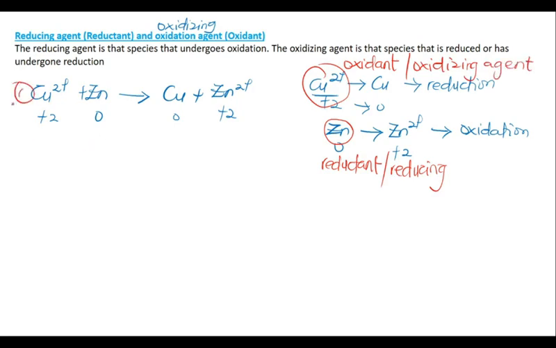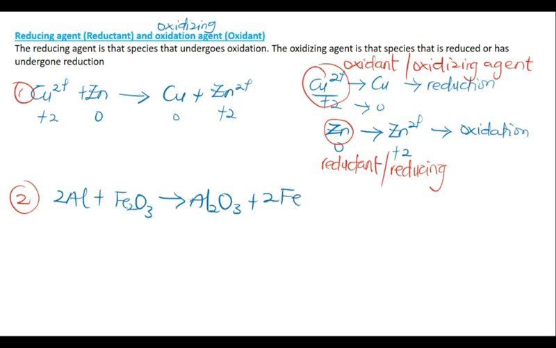Now this is just example number 1. Let's have a look at another example so that we can understand what we are doing. So example number 2, we have 2 moles of aluminum plus Fe2O3 giving us Al2O3 plus 2 moles of iron. If we calculate the oxidation state, aluminum in its elemental state is 0, the oxidation state of iron over here is plus 3, then the oxidation state of aluminum in this compound is plus 3, and the oxidation state of iron over here is 0.